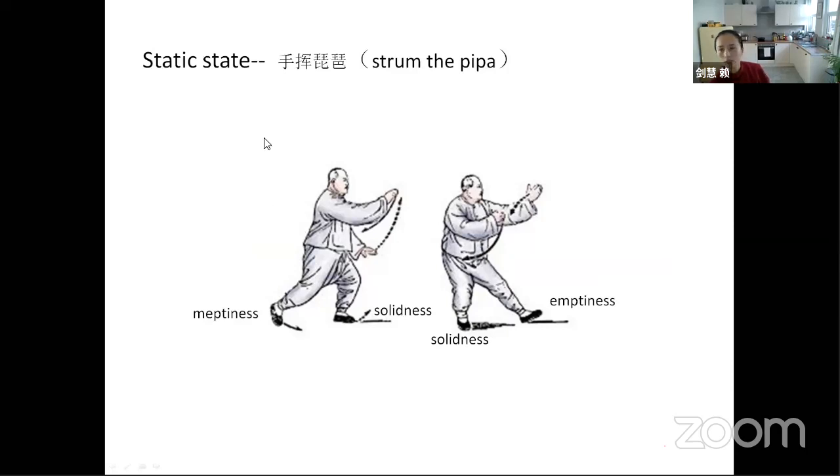Okay, next one. Static state about Shou Hui Pi Pa. The front foot is the emptiness, the back is the solidness. So we need to do the movement. You must know your foot can be raised easily. This cannot be done by squeezing the qi in the shi.